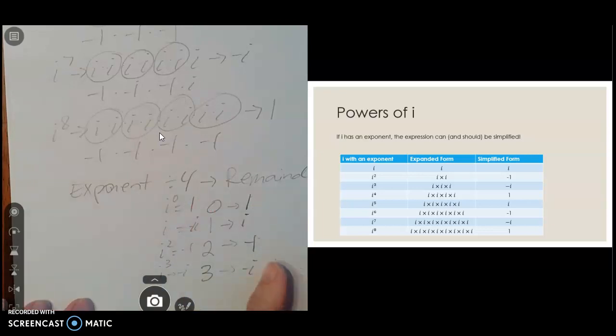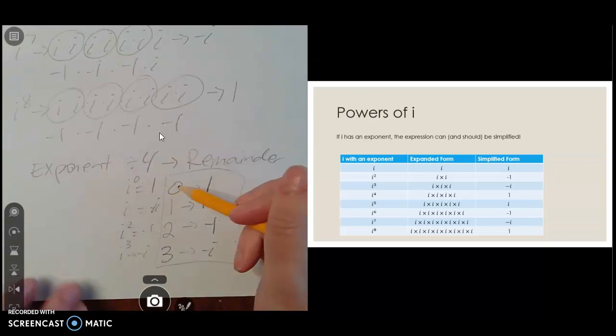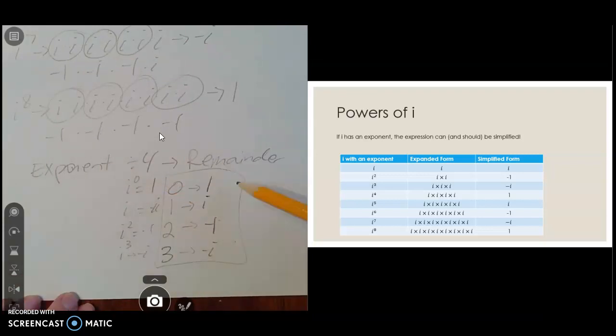Okay, so basically use this for the remainder. If your remainder is 0, if it just divides evenly, it's 1. If your remainder is a 1, it's an I. If your remainder is 2, it's a negative 1. And if your remainder is 3, it's a negative I. And then we can align it with that pattern that we just saw in the table.